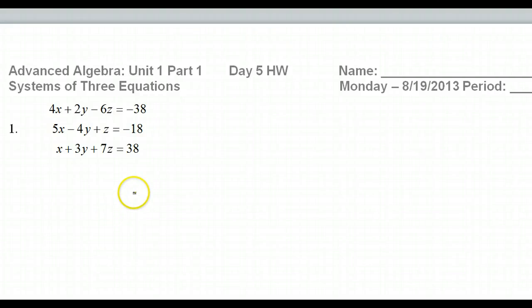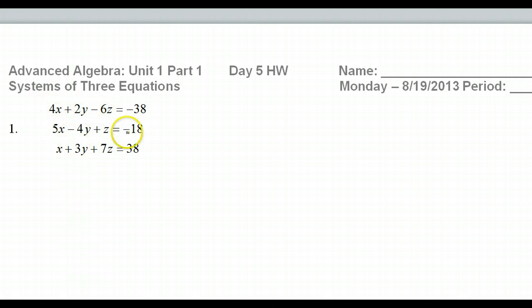This is day 5 of our unit on solving systems of equations. But today is the day that we start looking at solving 3 equations and 3 unknowns instead of just 2 equations and 2 unknowns. So let's get started.